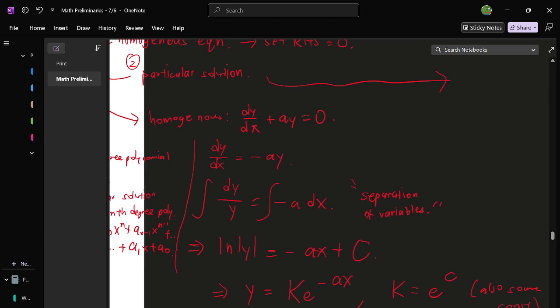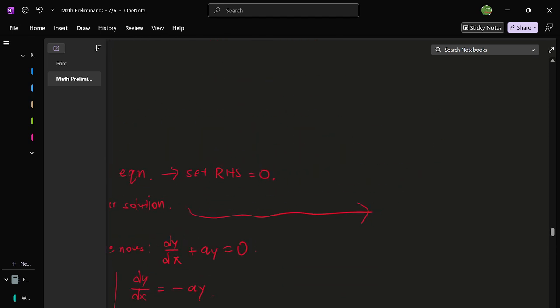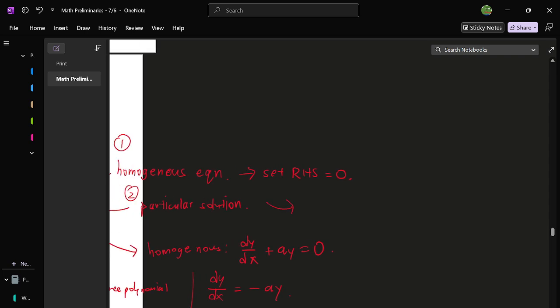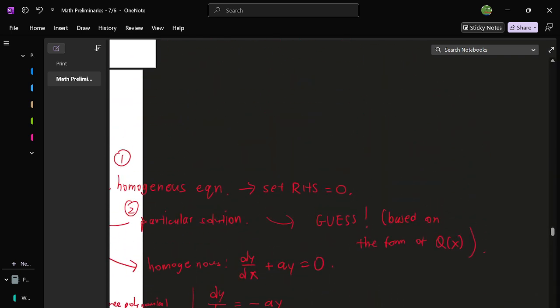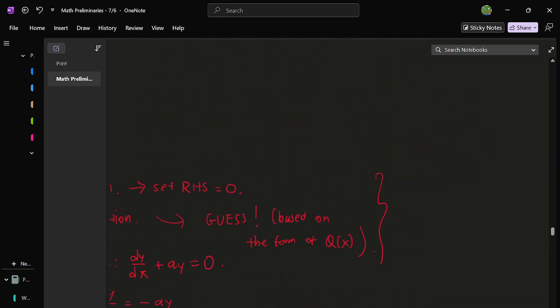So coming back to here, for the particular solution, all you really have to do is guess based on the form of Qx. And after you do all of this work, the final solution would be this.